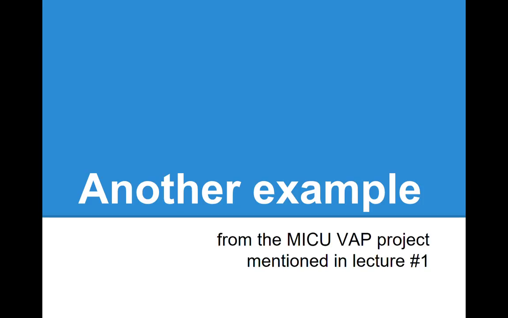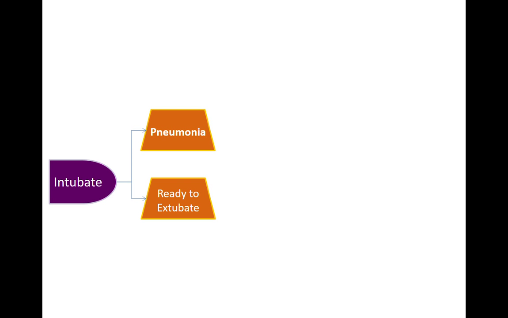Let's look at another example of a process map that was built for the MICU ventilator-associated pneumonia project that I mentioned in lecture number 1. This process starts by performing the action of intubating the patient. But then there are two central assess steps that must happen. One is assessing whether the patient is ready to extubate. The other is assessing whether or not the patient has pneumonia.